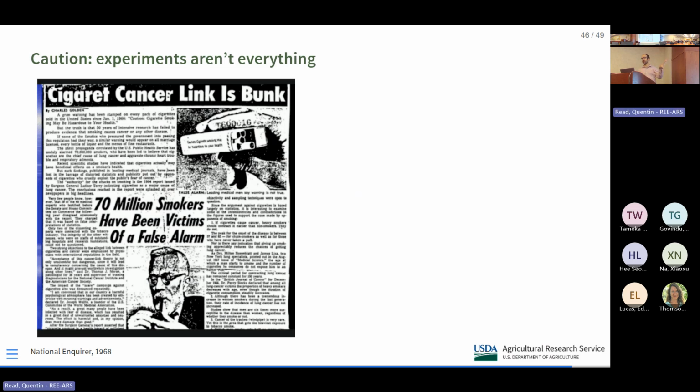To conclude, since I've been talking about how great experiments are, here's the opposite side of the coin, just so you don't get too married to the idea of experiments. I mentioned R.A. Fisher and how great he was for inventing experimental design and ANOVA, but Fisher had his dark side as well. There he is smoking his trusty tobacco pipe. That's a page from the National Enquirer, not a very reputable newspaper.